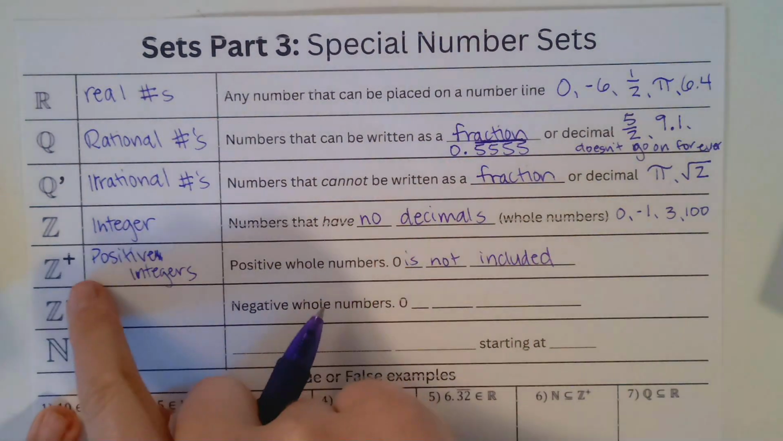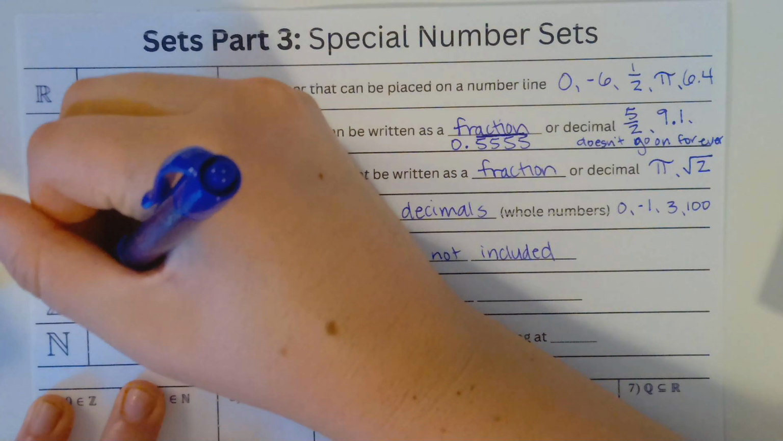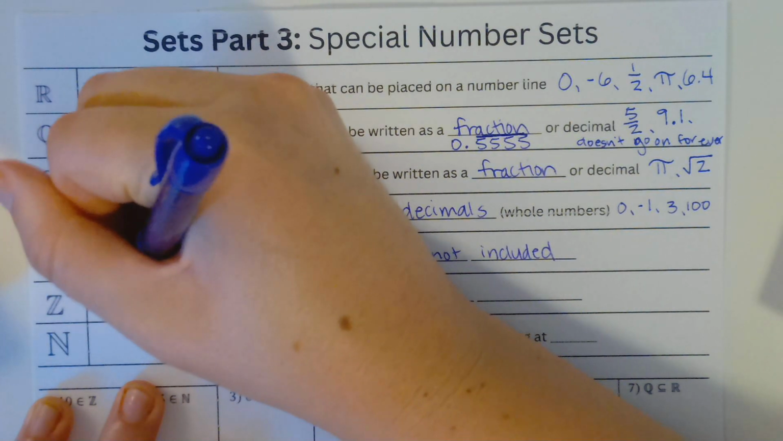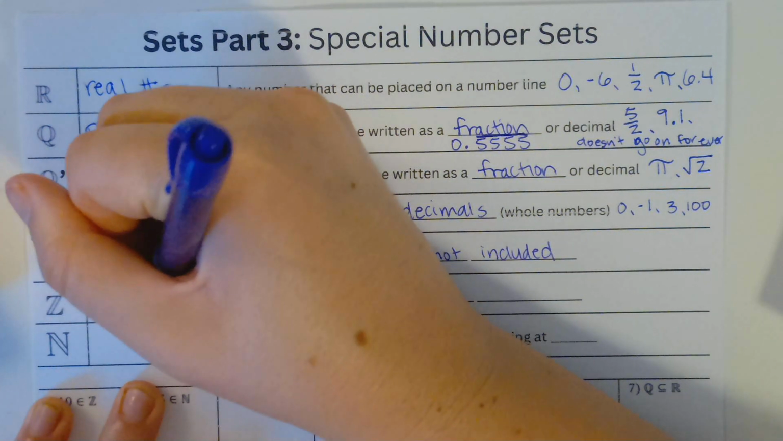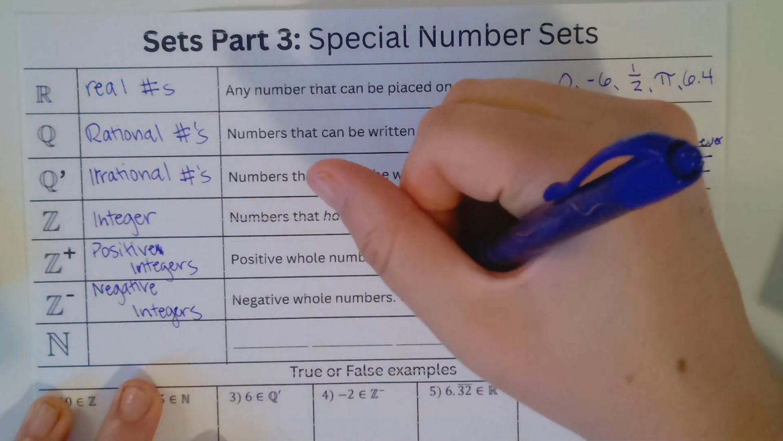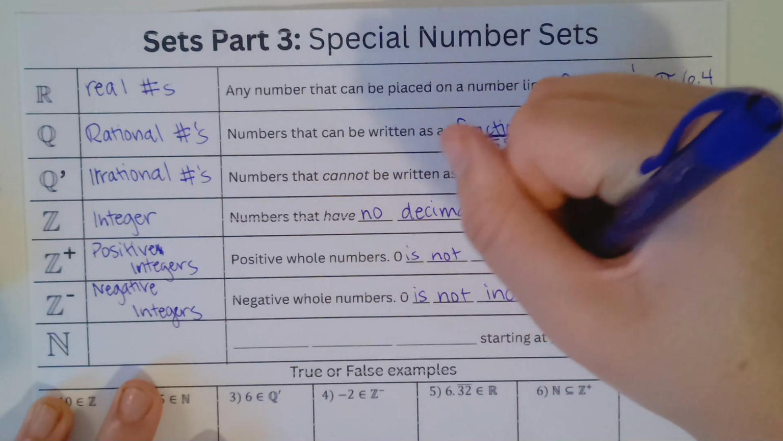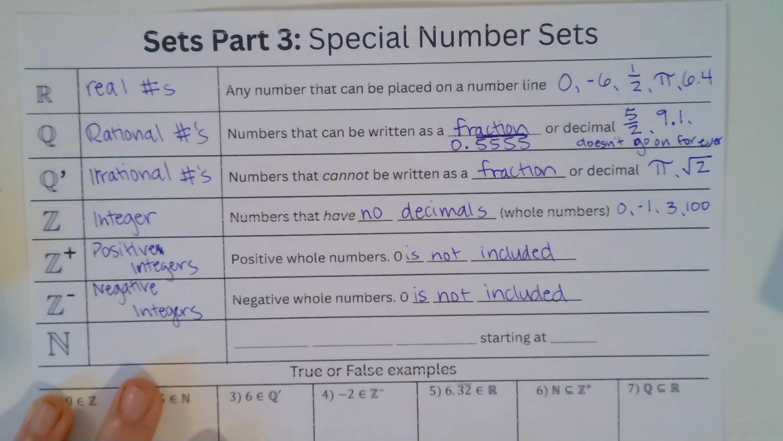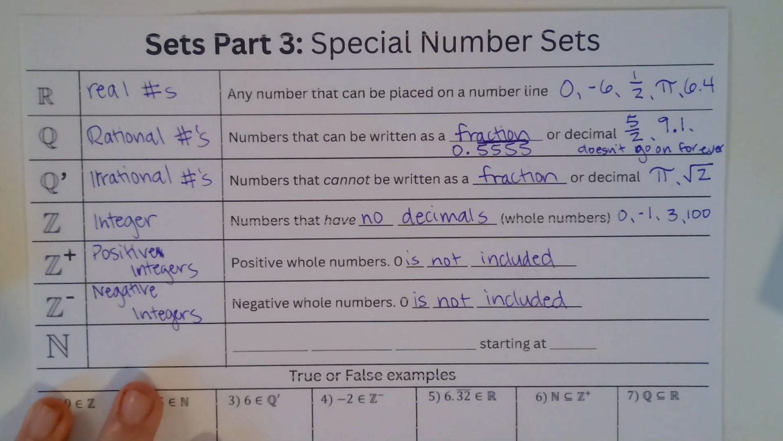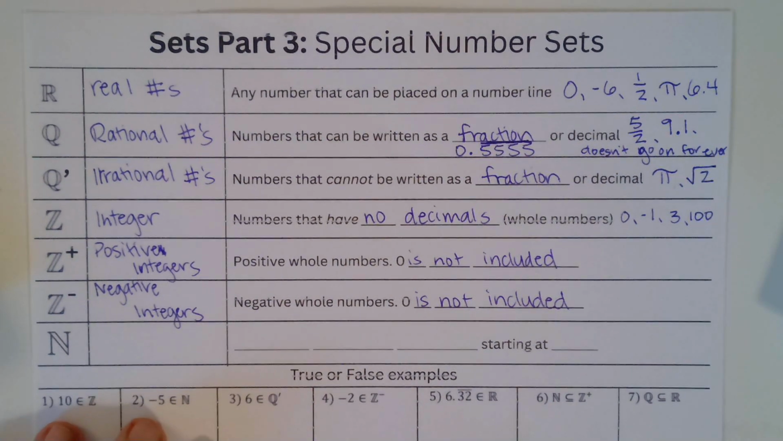The next one, it has a z with a little negative symbol after it. That's negative integers. In this case, these are negative whole numbers where 0 is also not included, just like before. So again, the negative version of the whole numbers. Anything that's negative, -5, -100, things like that.